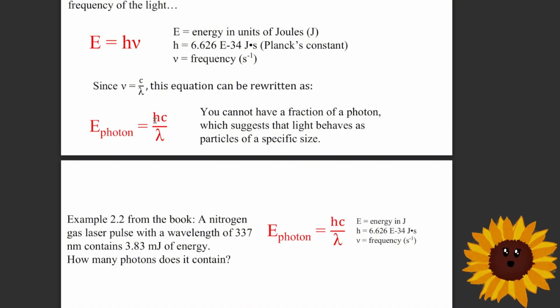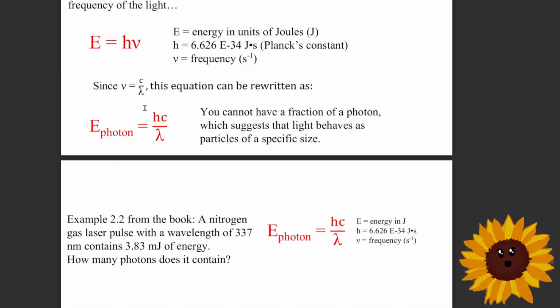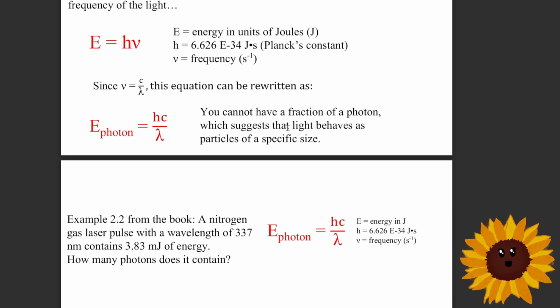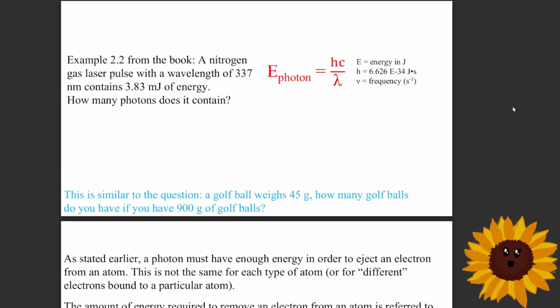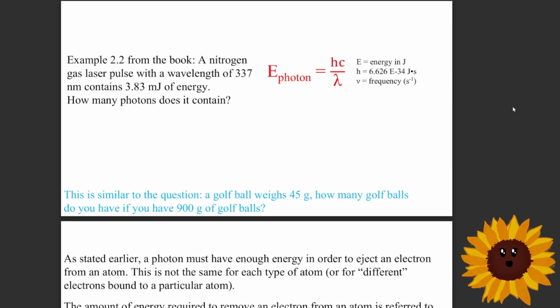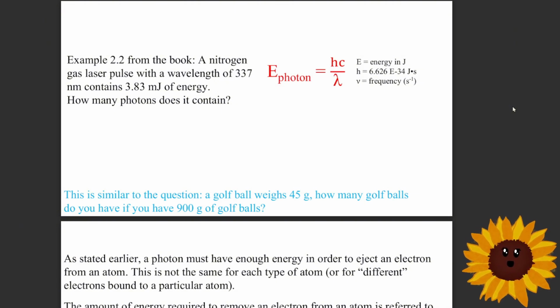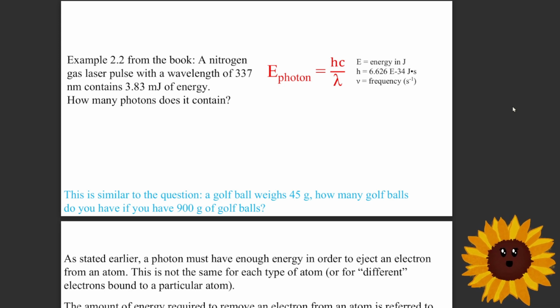So keep in mind that h and c are both constants, and we know them. As long as we have the wavelength, we can calculate the energy of a photon. But keep in mind, you cannot have a fraction of a photon, which suggests that light behaves as particles of a specific size. So a nitrogen gas laser pulse with a wavelength of 337 nanometers contains 3.83 millijoules of energy.